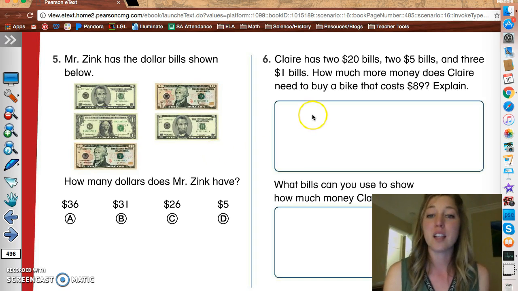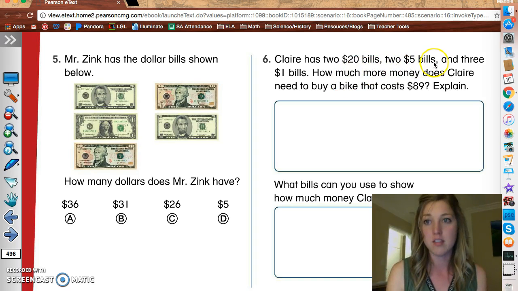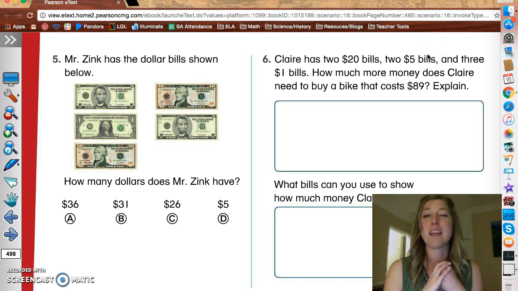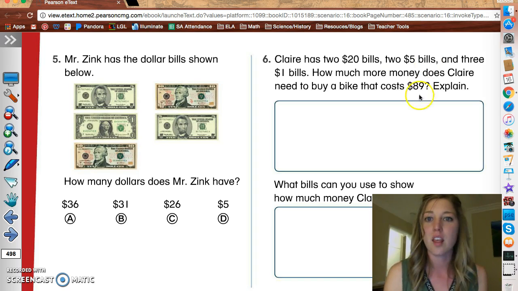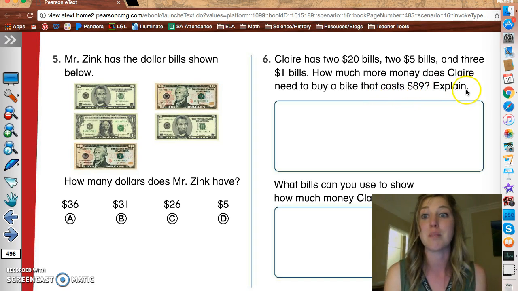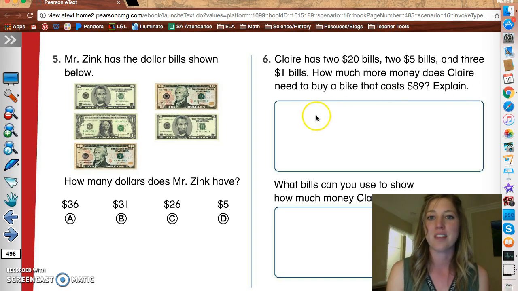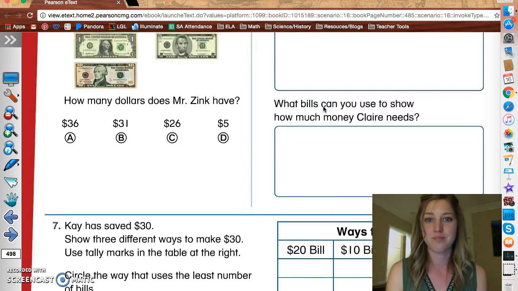Number 6, Claire has 2 $20 bills, 2 $5 bills, and 3 $1 bills. You guys are really good at figuring out your key numbers in there, but make sure you're paying attention to how many of each of those bills Claire has. How much more money does Claire need to buy a bike that costs $89? And then explain. Don't skip that part. Solve it, tell me what your answer is, and explain how you know.